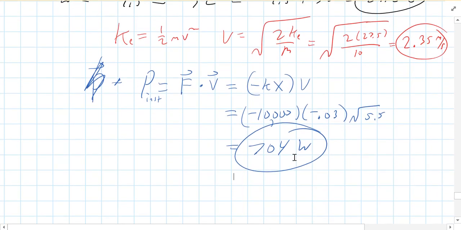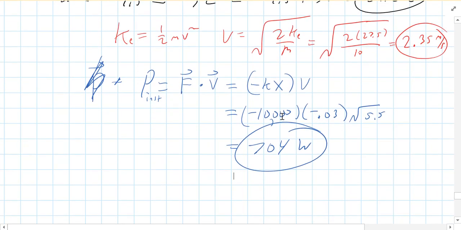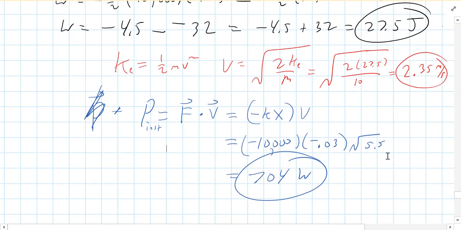Now, same thing here with the sign thing. You know the spring is pushing the book to the right, so you know the power's got to be positive. If the force is to the right and the velocity is to the right, then this dot product has to be positive. So no matter what you get here, you should put a positive answer for your answer because you know the spring is adding energy to the book bag.